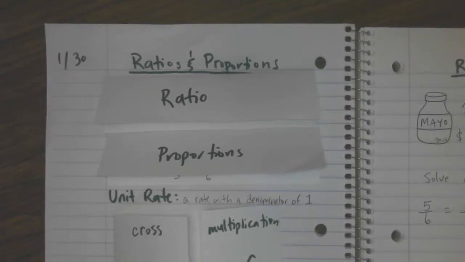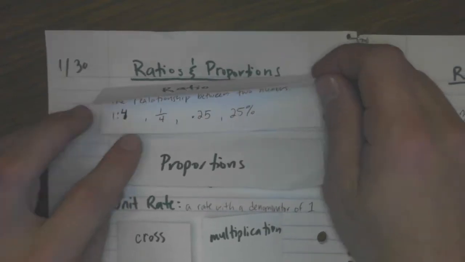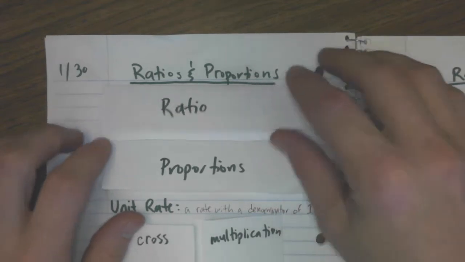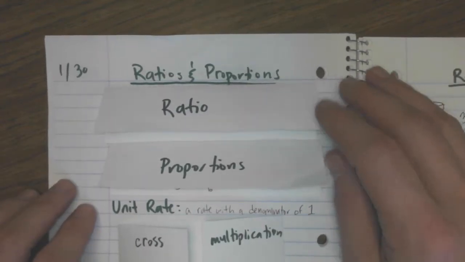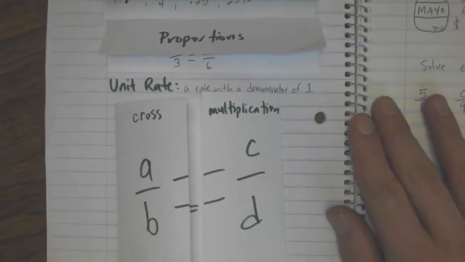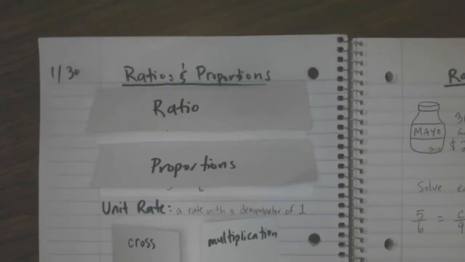So I've already made the foldables, but you can see how I made them. I just took a strip of paper, cut it and folded it like a hot dog fold, like a hot dog bun, for both of these. And then I also made the foldable down here, which looks like this. So I'll go over each one.